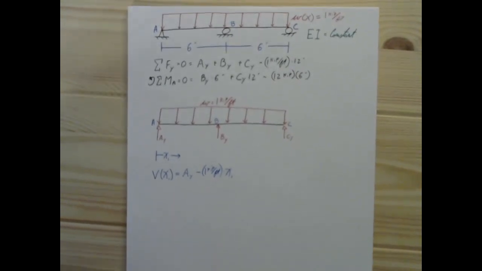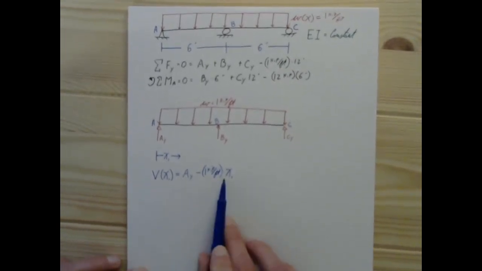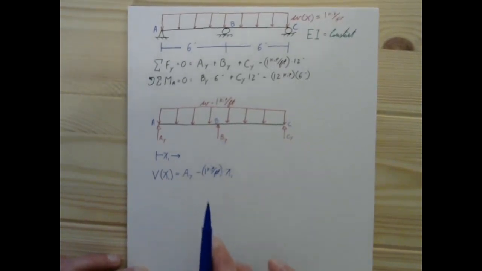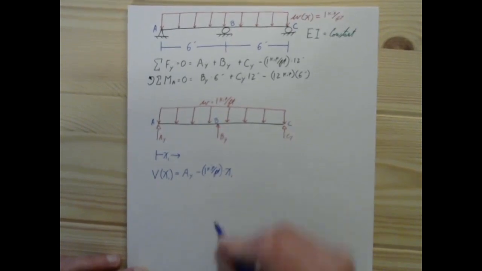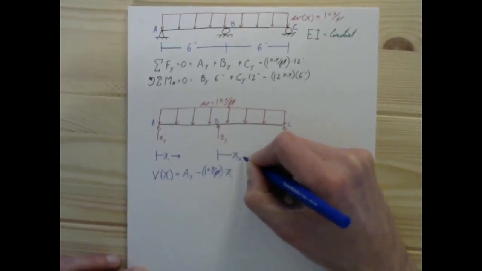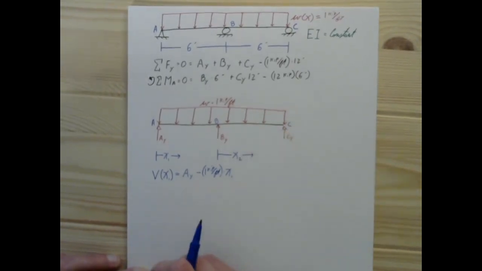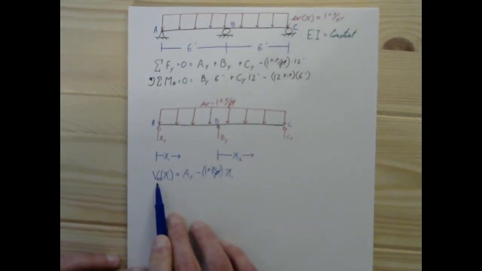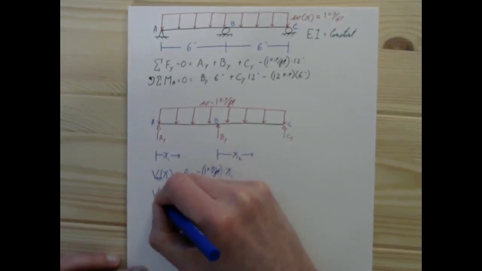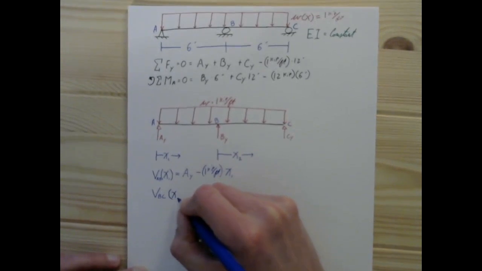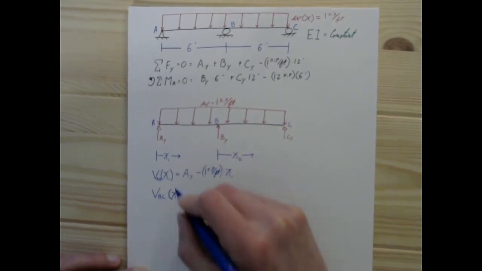But there's going to be a discontinuity in our shear function at point B, because at point B we've got this point load right there. So let's just start a new x-axis right there. This is just the shear from A to B. We've also got the shear from B to C. That's going to be a function of x2.